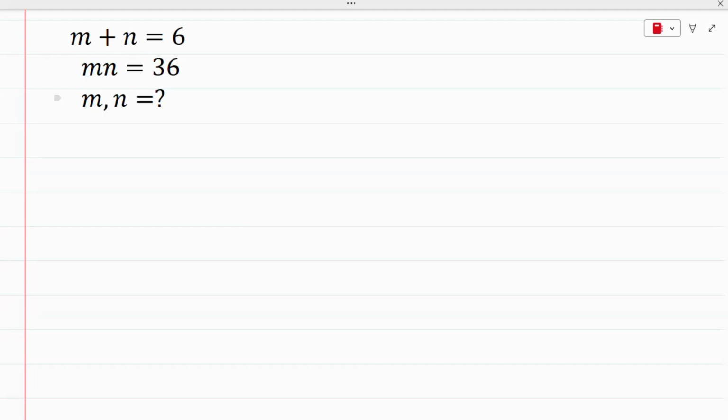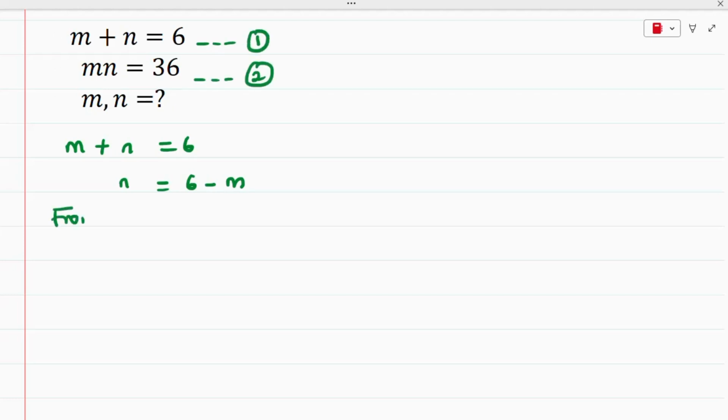So right here guys, we have this Harvard University math question. We have to find the values of m and n. Right here we have m plus n is equal to 6. Making n the subject, we have 6 minus m, and we can call this equation 1 and we can also call this equation 2.